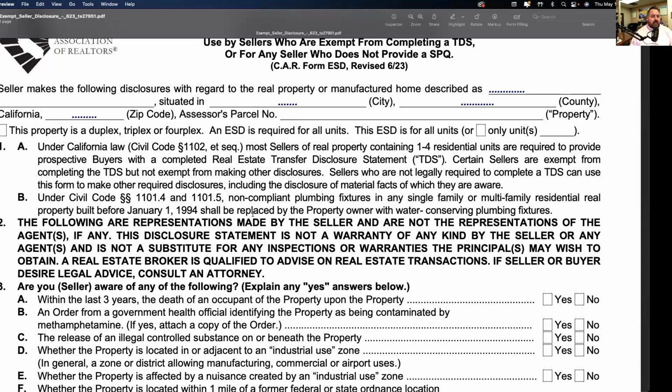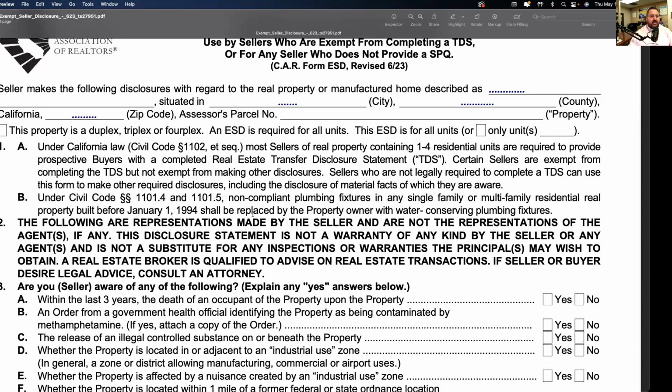Under California law, most sellers of real property containing 1 to 4 units are required to provide prospective buyers with a completed real estate transfer disclosure statement. Certain sellers are exempt from completing the TDS, but not exempt from making other disclosures. Sellers who are not legally required to complete a TDS can use this form to make other required disclosures, including the disclosure of material facts of which they are aware.